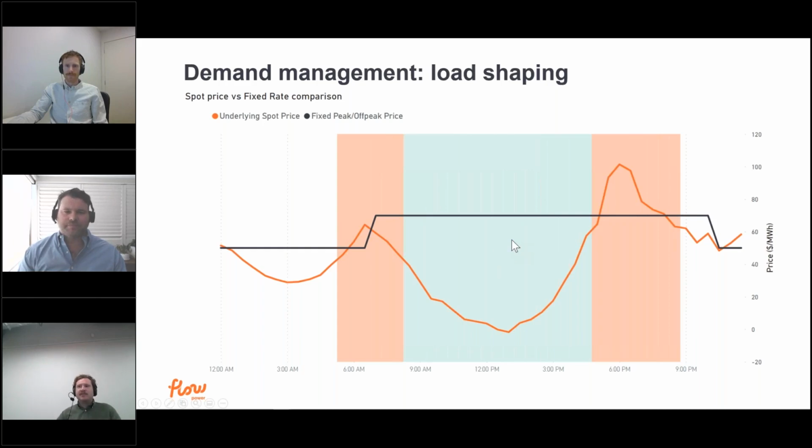In the past, we've always talked about demand response being kind of, shut everything off for a few hours when the grid is really struggling to match the supply. But this demand management conversation is more about small things you can do through the day to move away from these higher price periods and into these lower price periods.